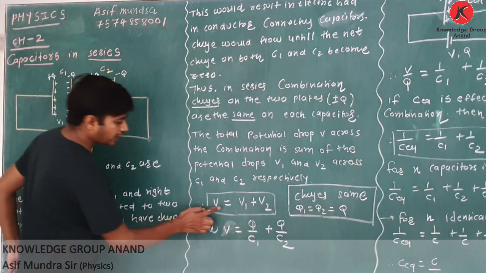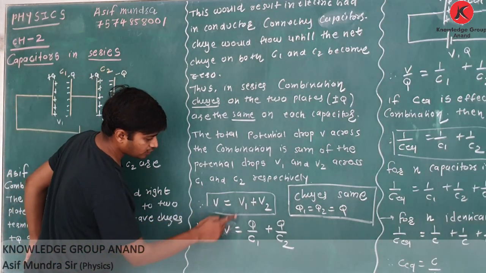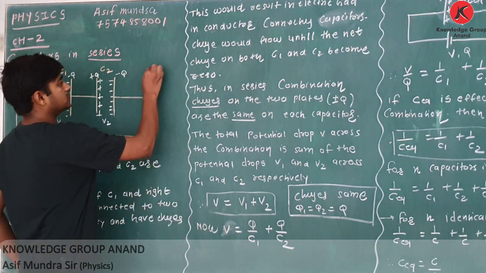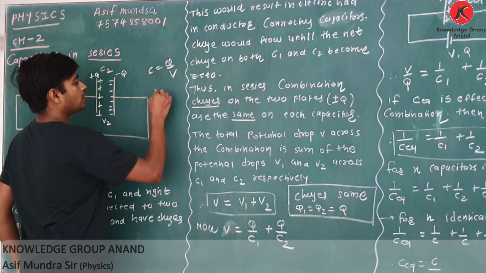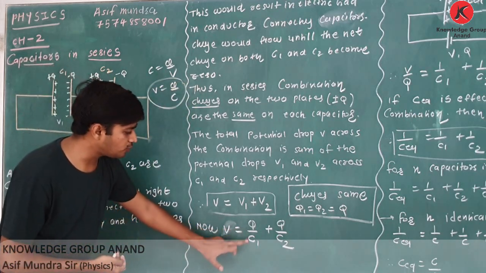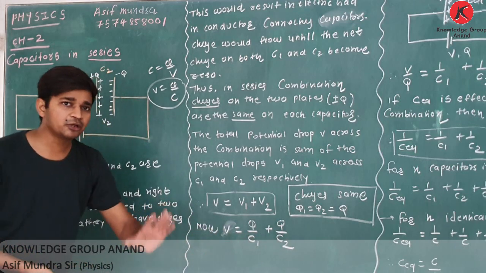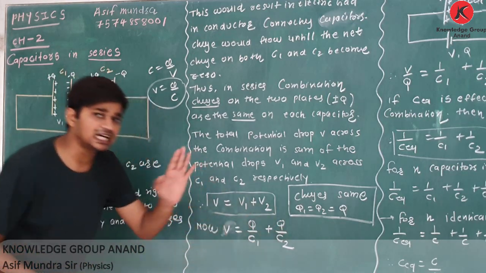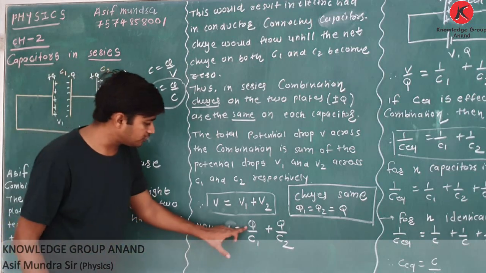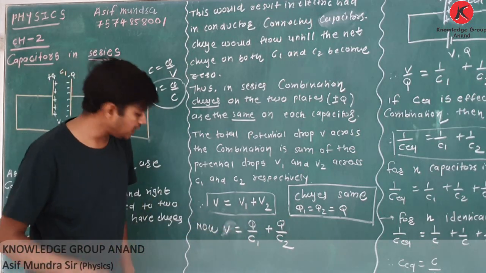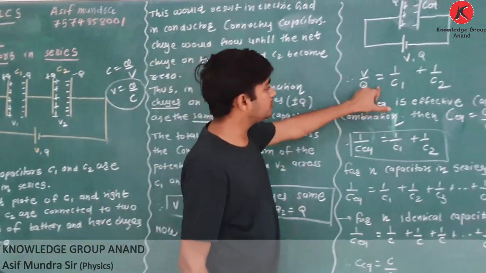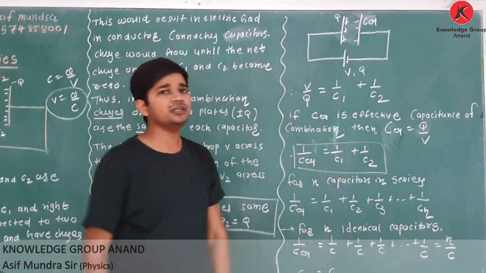Okay, so now how to write this equation? See, V is equal to V1 plus V2, and I can write each as Q upon C. How? Because you know this equation, C is equal to Q upon V, so V is equal to Q upon C. So V is equal to Q upon C1 plus Q upon C2, because in series connection charges are the same. Now if you take this Q common and bring this Q to the denominator, then you can write V upon Q is equal to 1 upon C1 plus 1 upon C2.